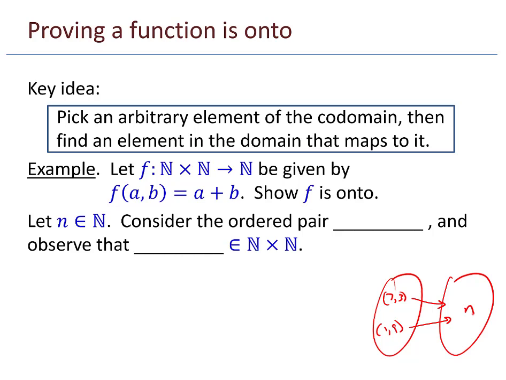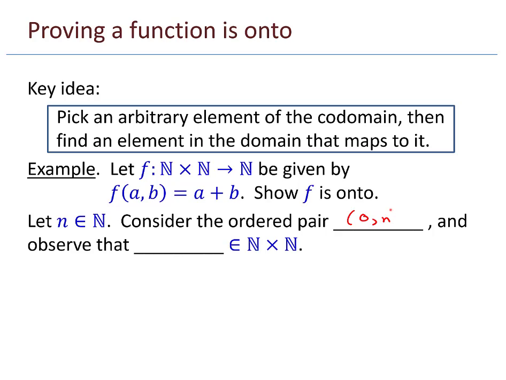Well, I feel like I'm going to give away the answer right now, right? So have you thought about this? What should the ordered pair be? Okay, try this one. How about (0, n)? And observe that this pair (0, n) is in my Cartesian product of natural numbers.